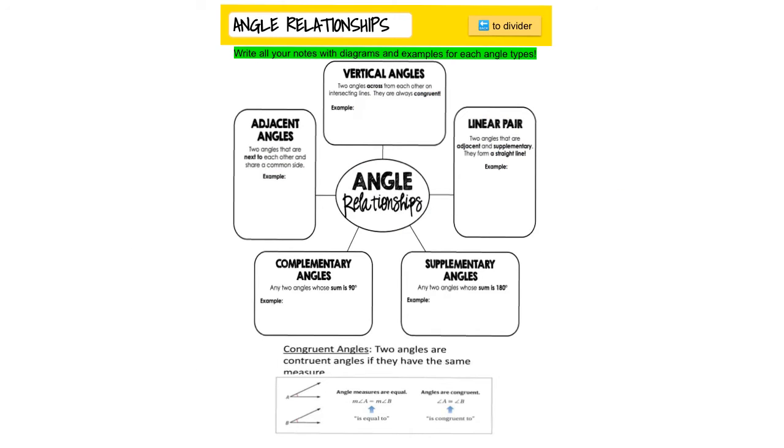Since you worked on your angle dictionary, these angle relationship terms should be familiar. After this lesson, you should be able to explain, give examples, and distinguish each term, including vertical angles, adjacent angles, complementary angles, supplementary angles, and linear pair. So let's start with the vertical angles.